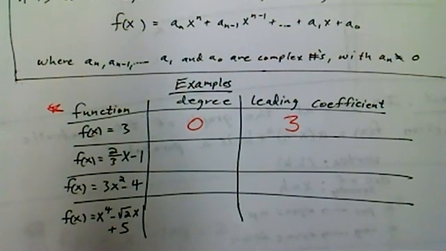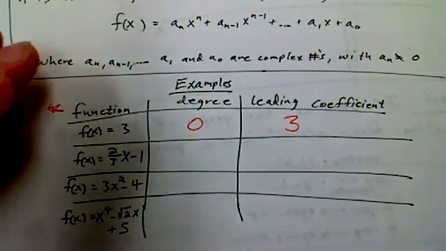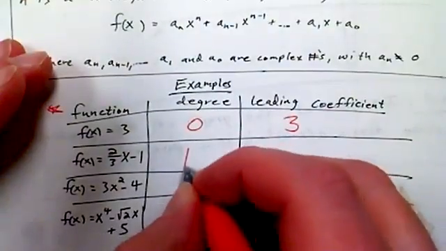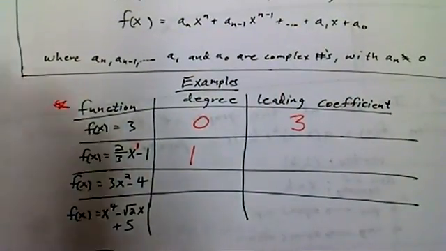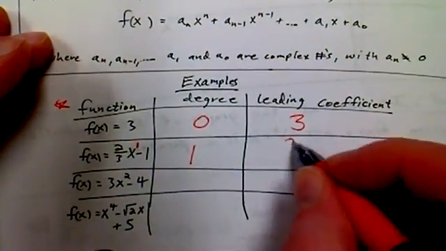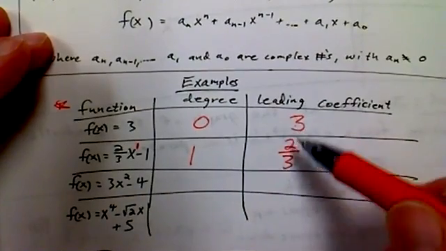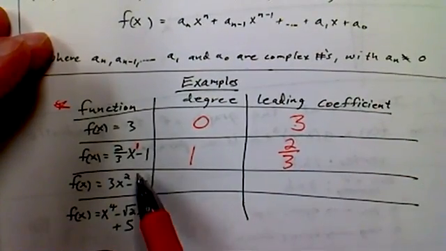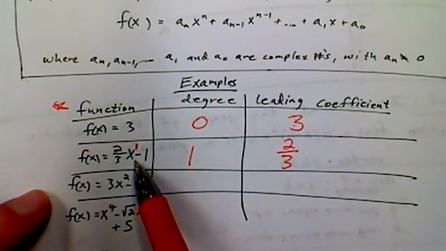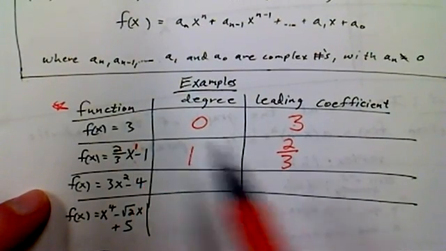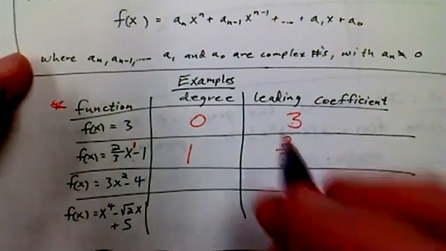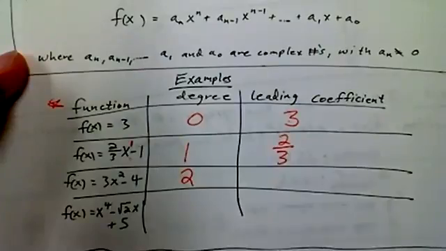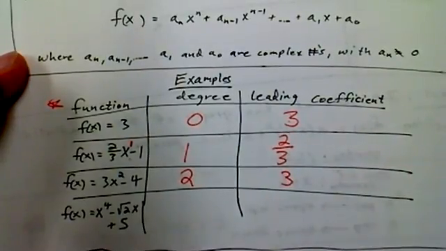Now, when we look at this next one here, 2/3 x minus 1, this is a polynomial function of degree 1, because I technically have an x to the 1 here. And the leading coefficient is 2/3. So the leading coefficient is just the coefficient in front of the variable raised to the highest degree, okay? So if I look here, f of x equals 3x squared minus 4. Degree is 2, leading coefficient is 3.